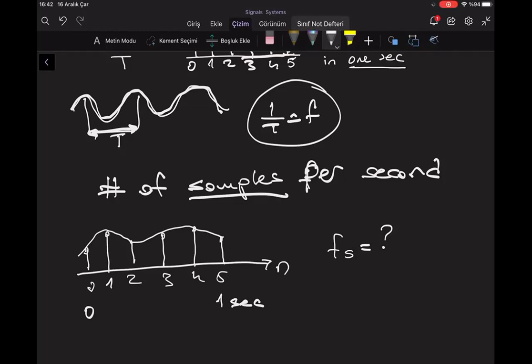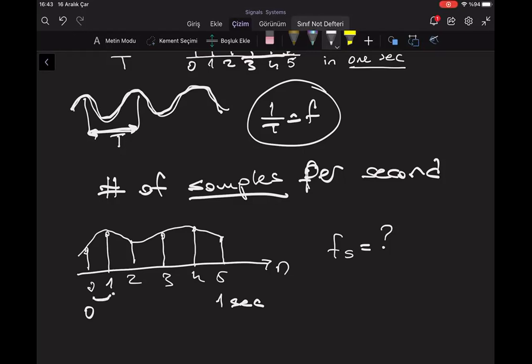5 hertz. Why? Because over 1 second it will start one more cycle, so we need to take it from back, like 0, 1, 2, 3, 4. It makes 5 samples. Okay. So how many intervals do I have here?